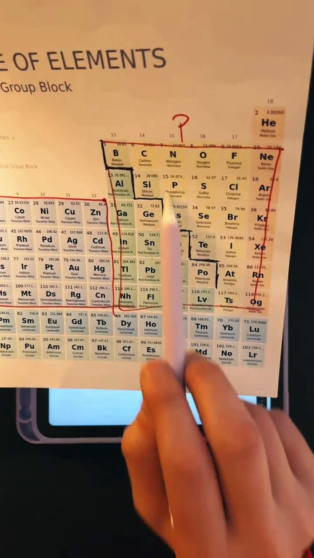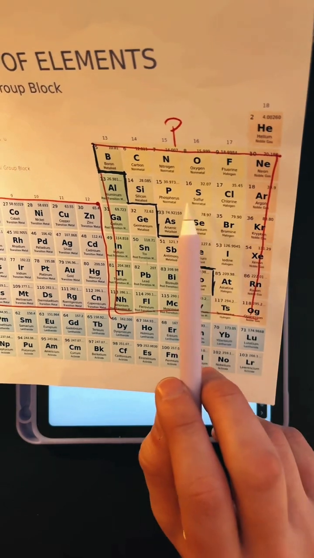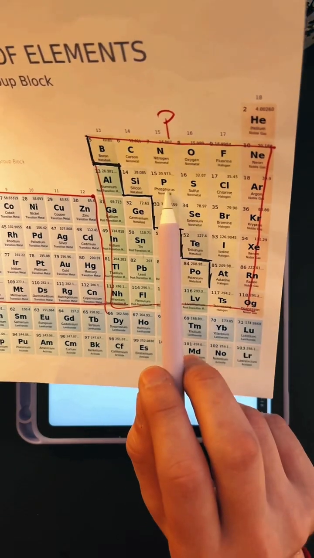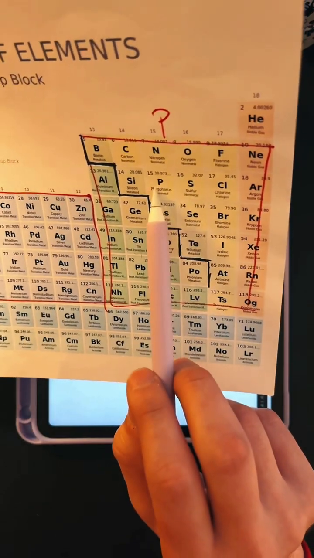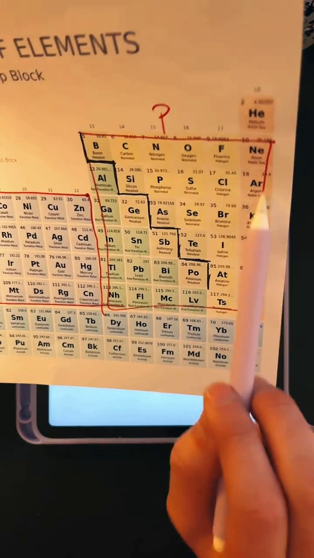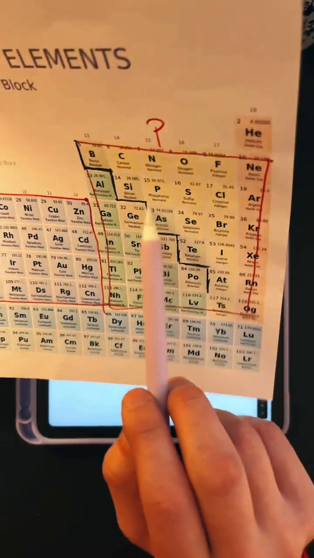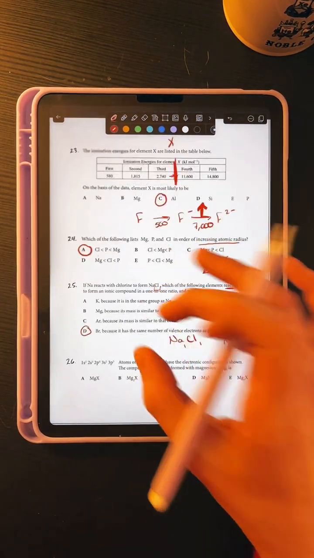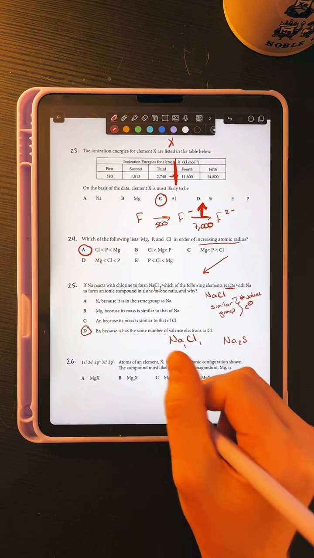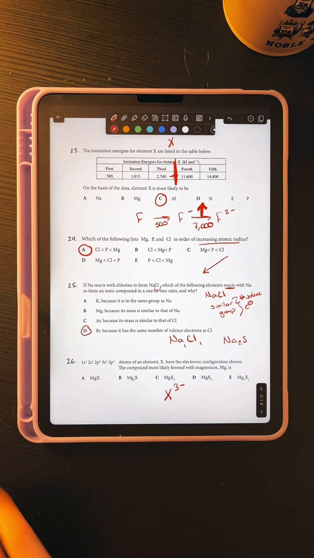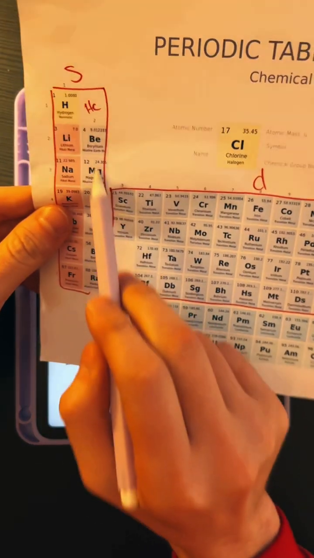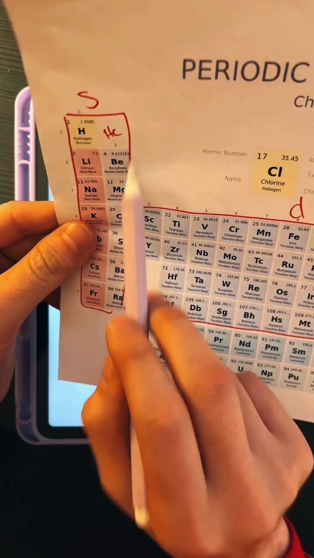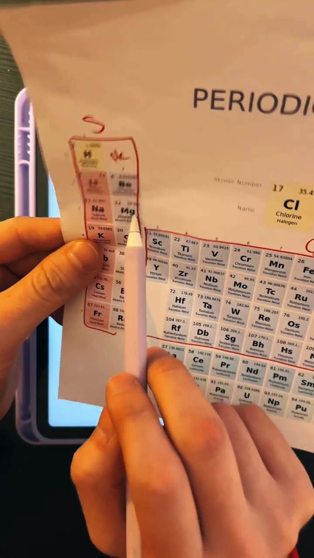Now, something with that configuration would have a -3 charge, because everything in this group likes to gain 3 electrons to act like a noble gas. So because it's in this column, it's going to have a charge of -3. So our X will have a charge of -3. Now magnesium is in the second group, so it has a charge of +2. It's a metal.